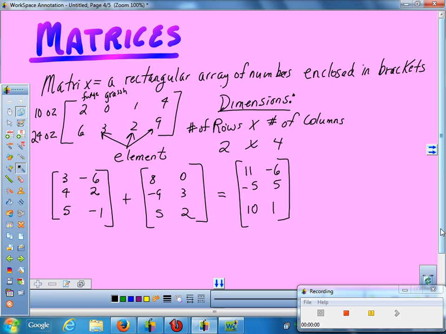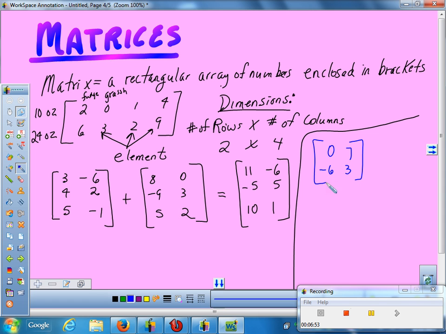I will challenge your brains here a little bit in a moment. All right, so suppose I said, what do you do in this situation? What if I give you 0, 7, negative 6, 3, and I say add it to 4, negative 3, 5, 2, 1, 0. How do I do that?